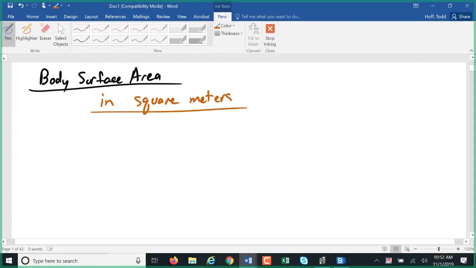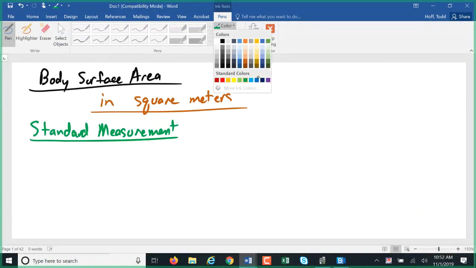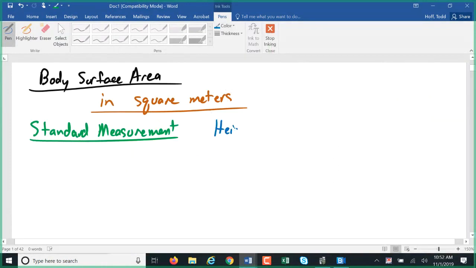So to calculate, we need to know what units we're starting with. Rather than having to convert our units all into metric, we do have a formula to calculate if we start out with standard measurement. So for standard measurement, height in inches and weight in pounds.